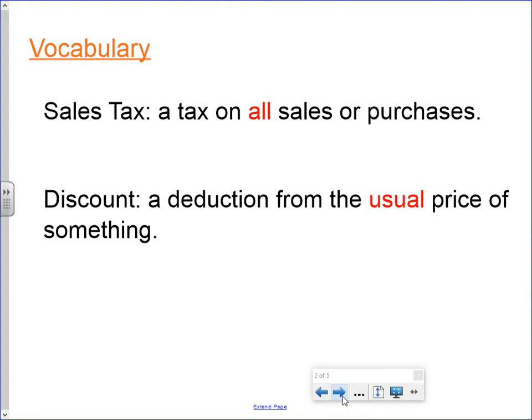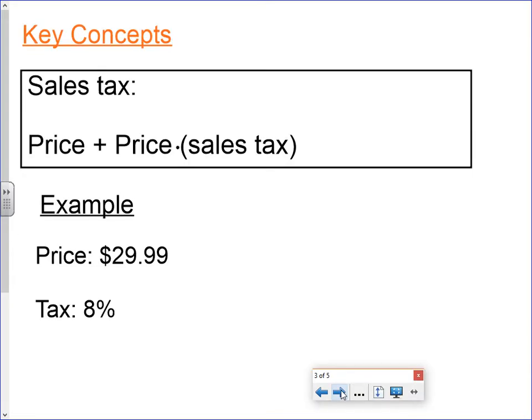We're going to talk about sales tax first. There is a setup or a formula that we're going to use. You're going to take the price of the item, and you're going to add it to the price of the item times the sales tax. I just need you to remember, so you should be filling this part in, that when we do percents in the calculator, it needs to be a decimal.